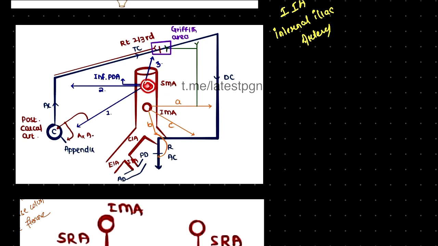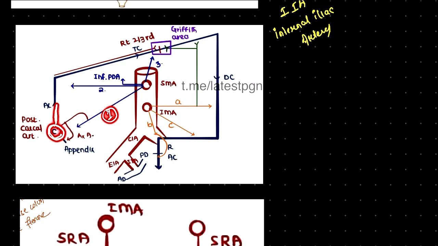Now I have said that the superior mesenteric artery has how many branches? It had 3 branches. What are the 3 branches? The first one that we studied is the ileocolic artery, right? The first one is the ileocolic artery, that will go toward the ileum and the region of the cecum. It will supply the ileum and some part of the ascending colon.